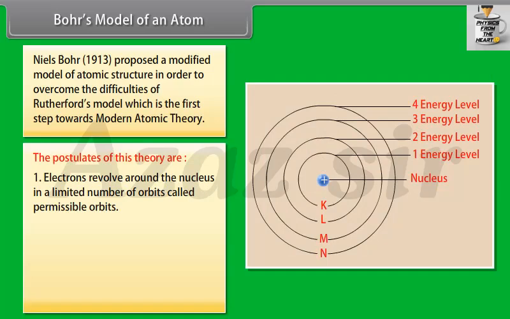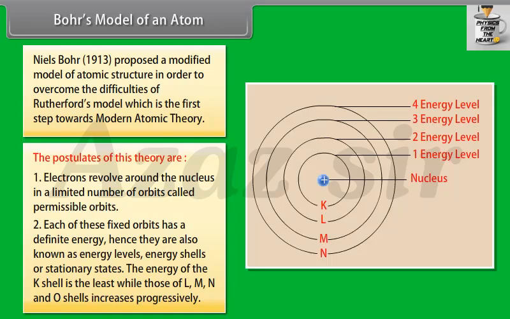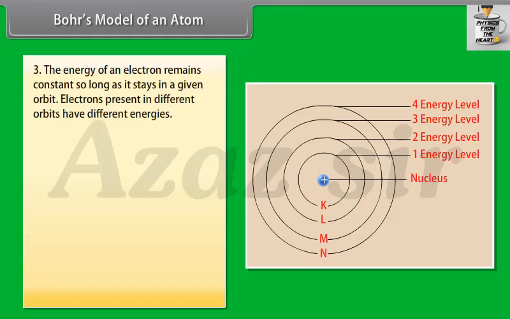1. Electrons revolve around the nucleus in a limited number of orbits called permissible orbits. 2. Each of these fixed orbits has a definite energy. Hence, they are also known as energy levels, energy shells, or stationary states. The energy of the K shell is the least, while those of L, M, N, and O shells increase progressively. 3. The energy of an electron remains constant so long as it stays in a given orbit. Electrons present in different orbits have different energies.